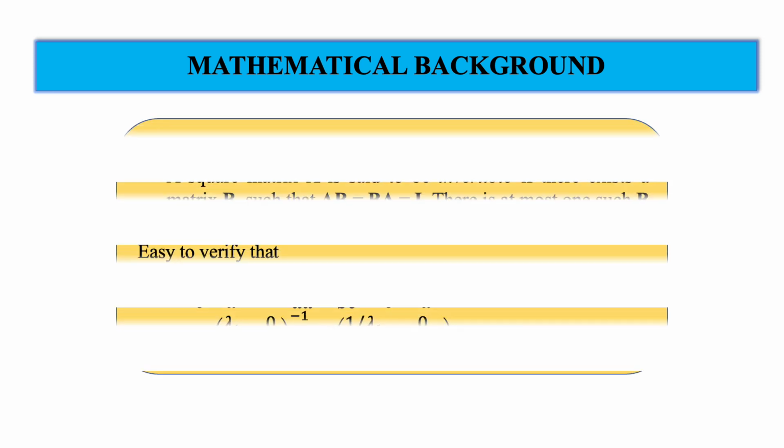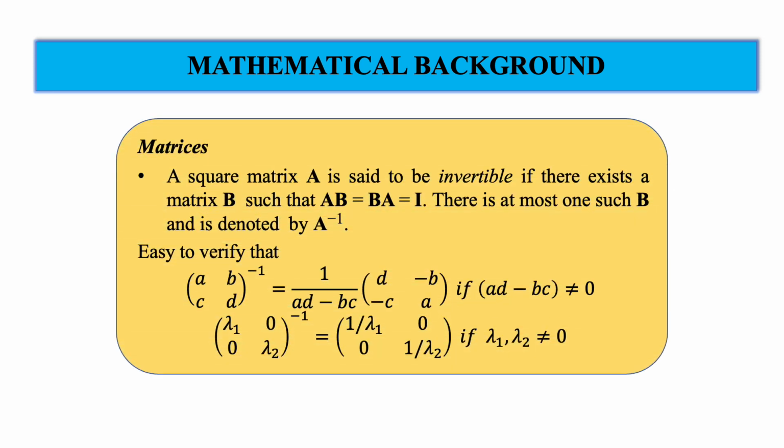Now let us assume that we have a square matrix A. That means M is equal to N. Such a matrix is said to be invertible if there exists a matrix B such that A times B is equal to B times A is equal to the identity matrix. That means there is at most one such B matrix, which is denoted by A inverse.